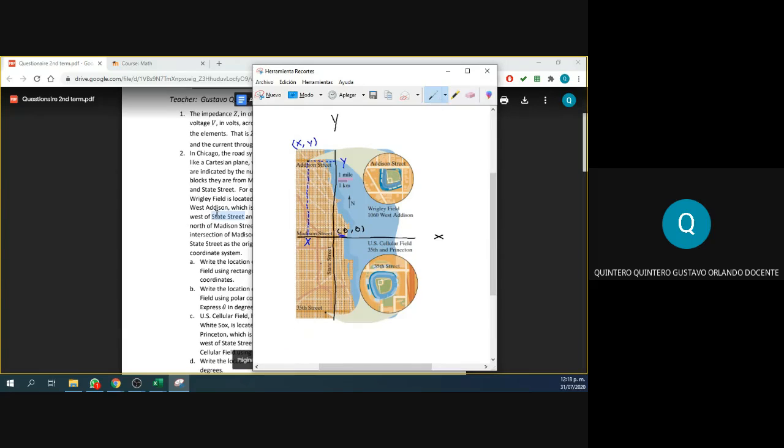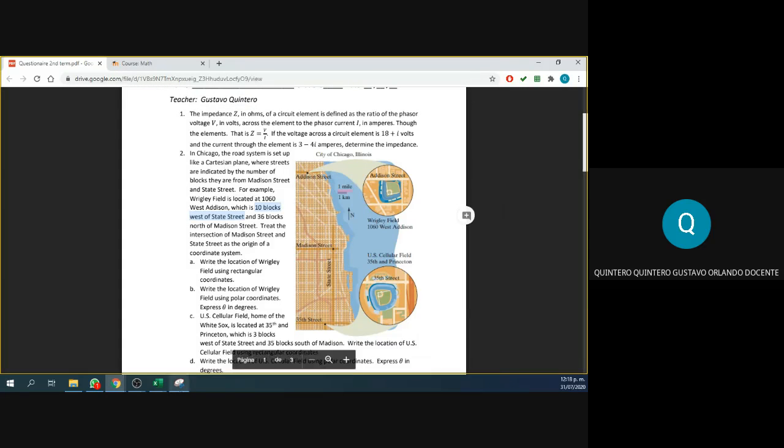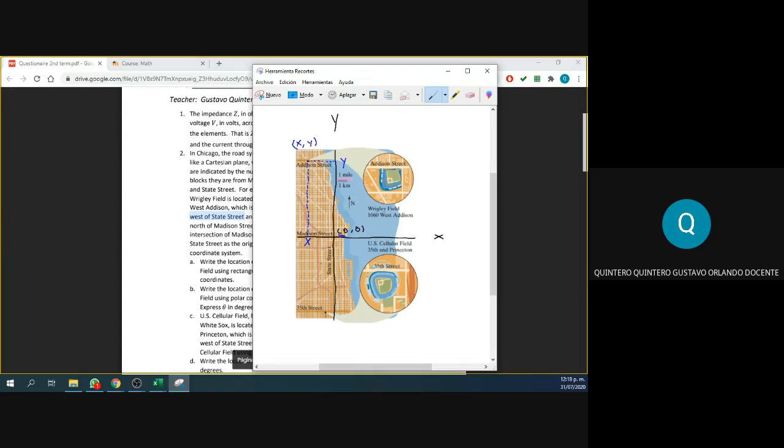So that's what it says here, right? I'm going to move 10 blocks from State Street. So if I move these, 10 blocks will be here. That is a 10. It looks like a 20. Sorry. Let me write it down again. 10. There we go. 10 to the left.